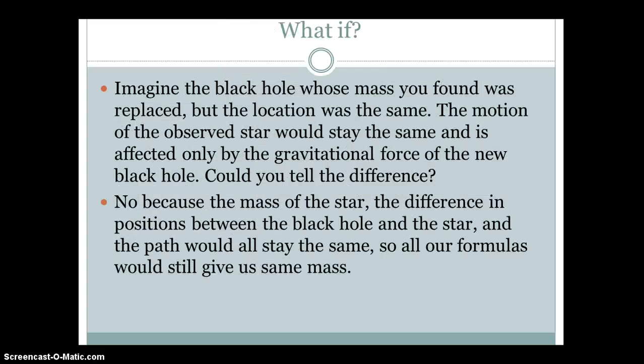Now, the what if. If the mass was replaced and the motion of the observed star remained unchanged and is affected only by the gravitational force of the new black hole, I would not be able to tell the difference. The mass of the star, the difference in position between the black hole and the star, and the path would all stay the same, so there really won't be a large difference, and we therefore won't be able to tell the difference because all of our formulas would still give the same mass.